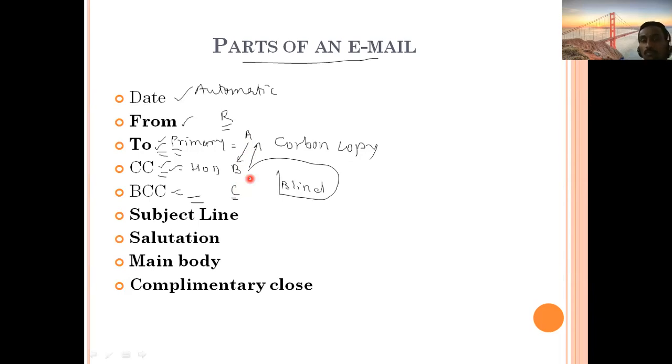Okay, then remaining points are as it is. Subject line, here you are going to mention the subject. Salutation, here also dear sir, respected sir, dear ma'am, respected ma'am will appear here. Main body will be like your letter, and complimentary close, again here it will be like your letter writing. So there is no difference in all those respects.